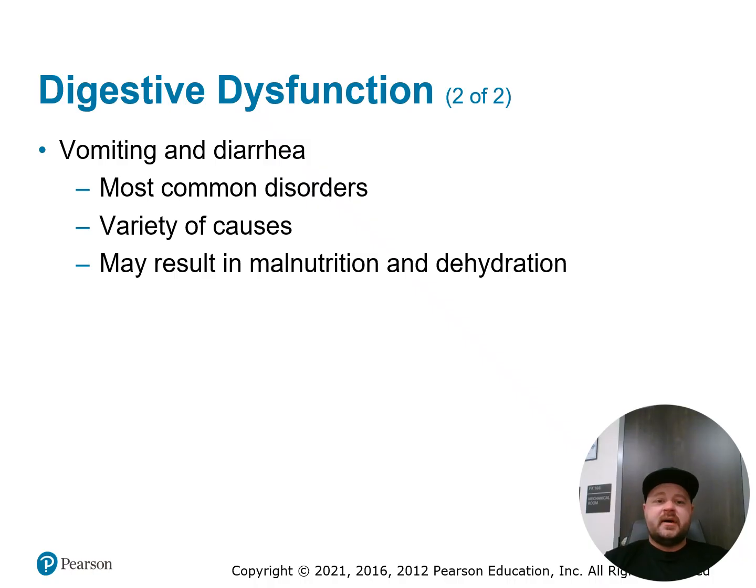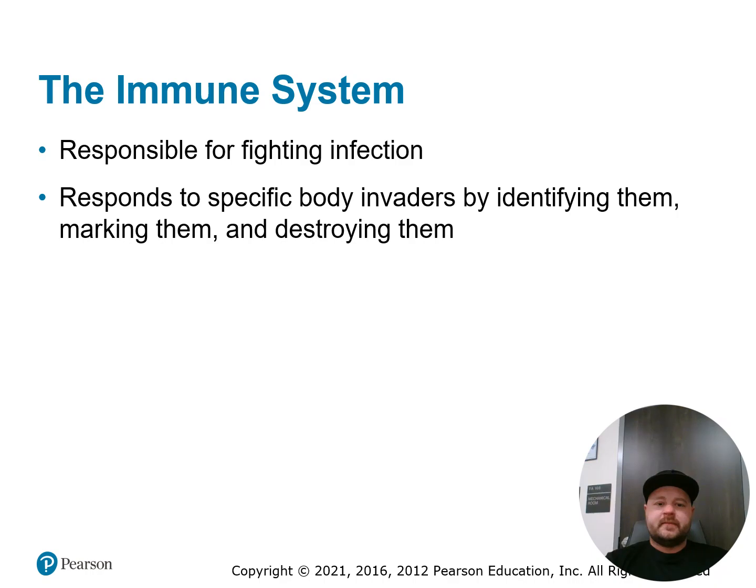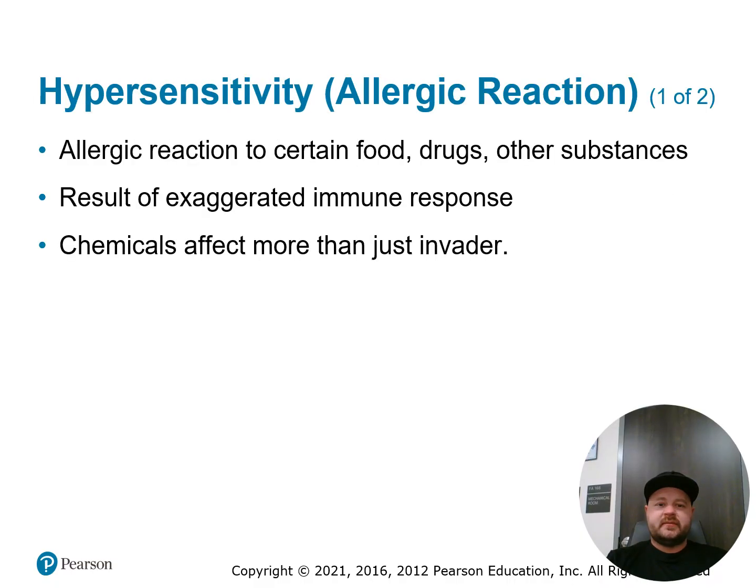Vomiting and diarrhea. These are very common disorders. There's a variety of underlying causes, and it can result in malnutrition and dehydration. Our immune system is responsible for fighting infection. It responds to specific body invaders by identifying them, marking them, and then destroying them. Again, these videos that I'm going to share with you here in a little bit will hopefully make this make a little more sense.